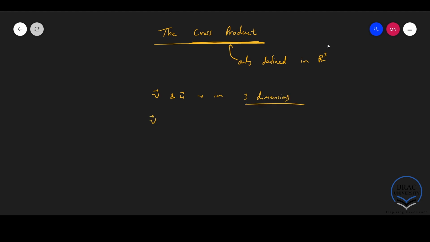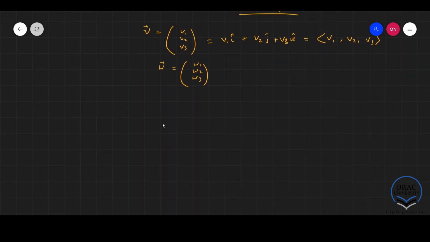So the vector v has the components v1, v2, v3. We can also express this as v1i plus v2j plus v3k. And another way of expressing the components of a vector is using this notation. We have v1, v2, v3, right? And let's say the vector w has the components w1, w2, w3. Right, so we have these two vectors in 3 dimensions.